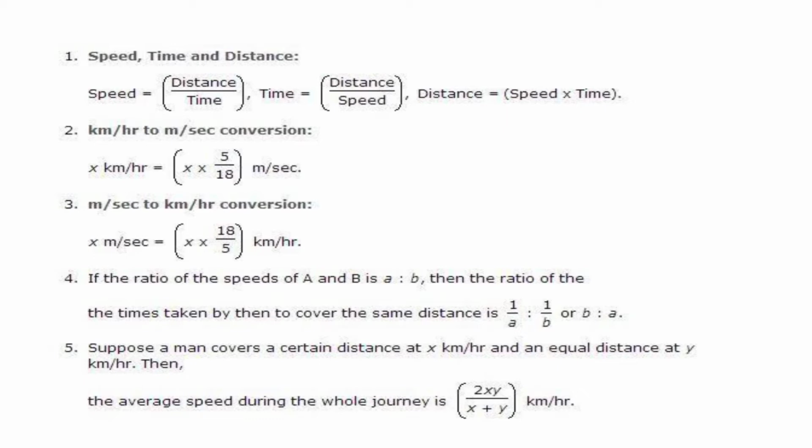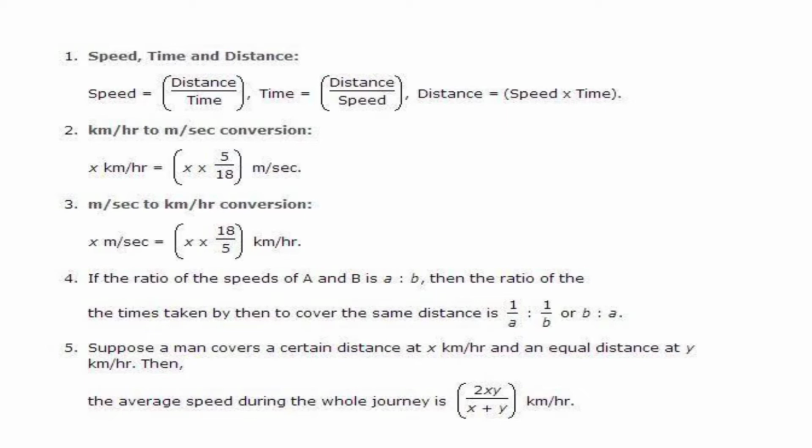Now these are the equations related to speed, distance and time. Speed is equal to distance by time. For converting kilometer per hour to meter per second, multiply x into 5 by 18. What about meter per second to kilometer per hour? x into 18 by 5.